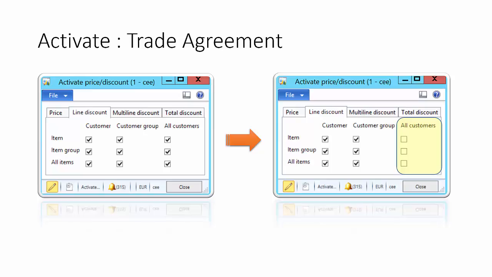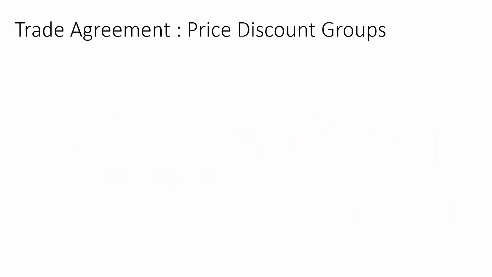There are four tabs for each type of trade agreement: price, line discount, multi-line discount and total discount. As mentioned earlier, the price type of trade agreement can only be activated for specific items. Line discounts can be activated for items, item line discount groups or for all items. Multi-line discounts can be activated for items, multi-line discount groups or for all items. Total discount can only be activated for all items.